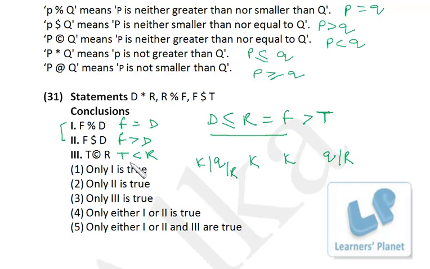Now let's check the third one. T is less than R. T is queen or rook and R is king. So definitely T is less than R. So one of the first two is true and the third one is also true. So we have the option that either one or two, and three, is true. Out of these two, only one is true and this is definitely true. So this is the correct option. Okay.